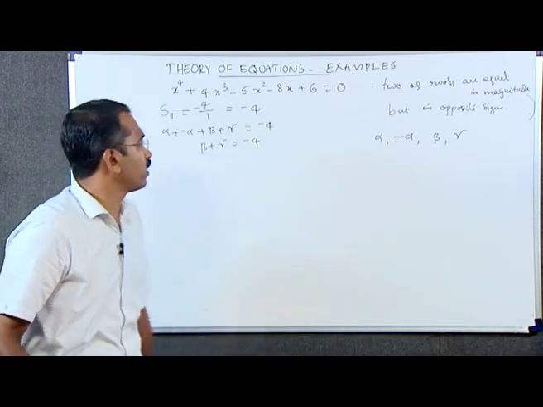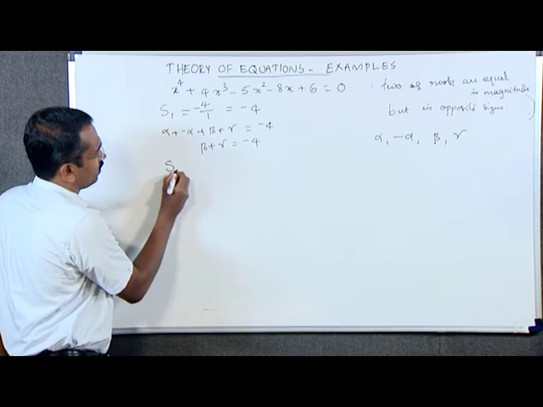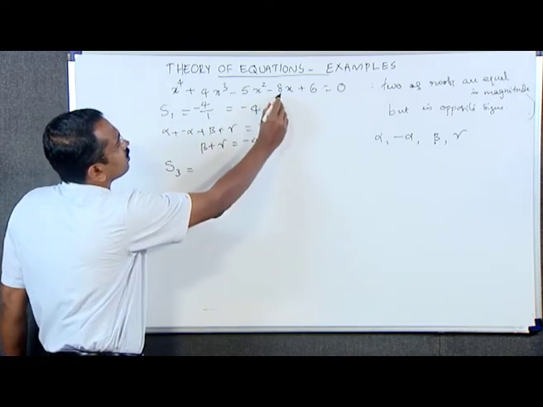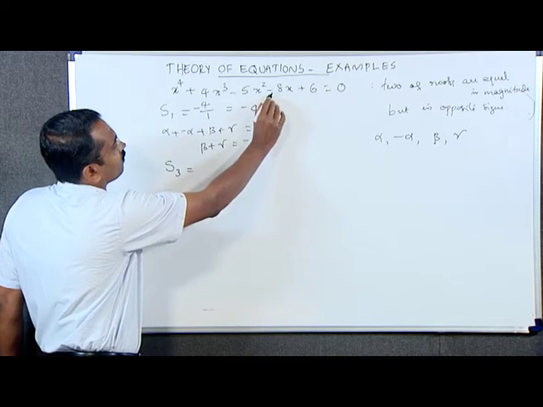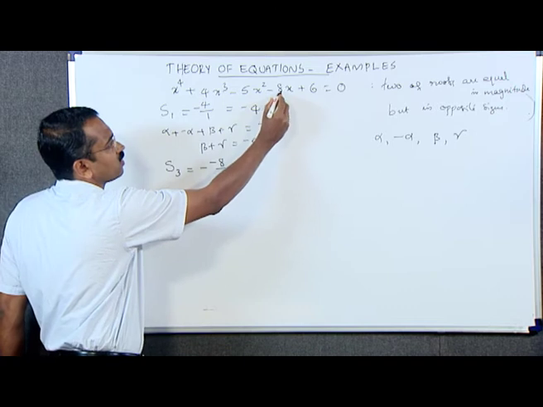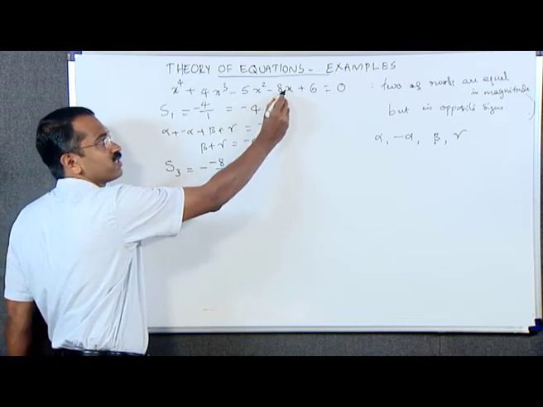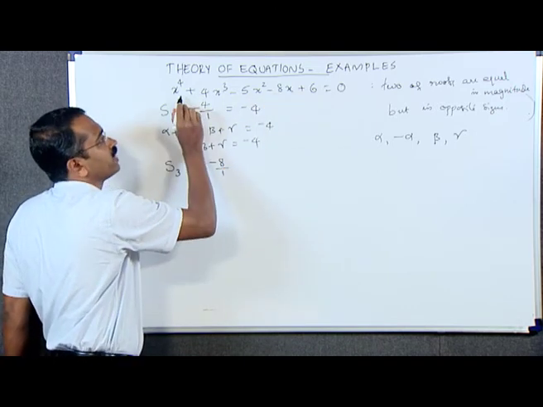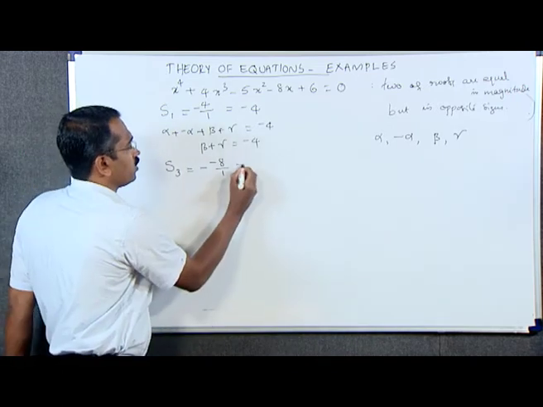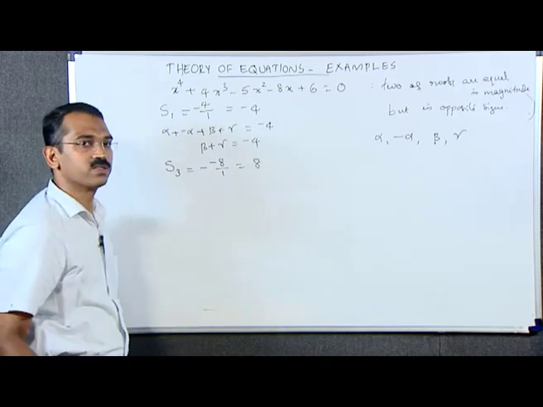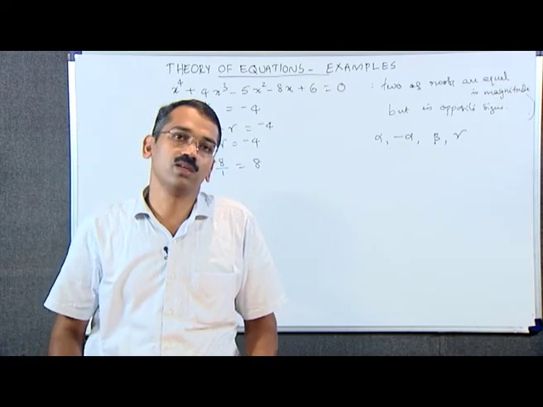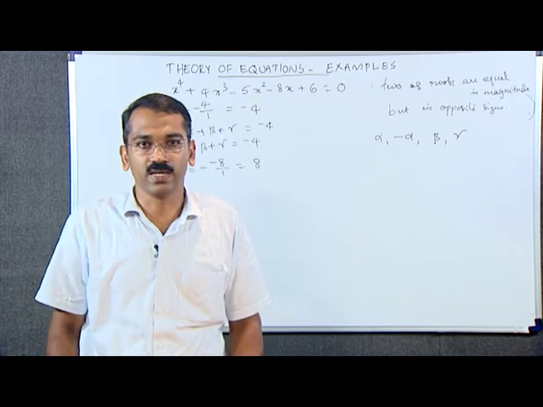Now, we can write S3. S3 is equal to minus 8 divided by 1, that is the negative of the coefficient of x divided by the coefficient of x raised to 4, that is equal to 8. But S3 means the sum of the product of the 3 roots taken at a time.